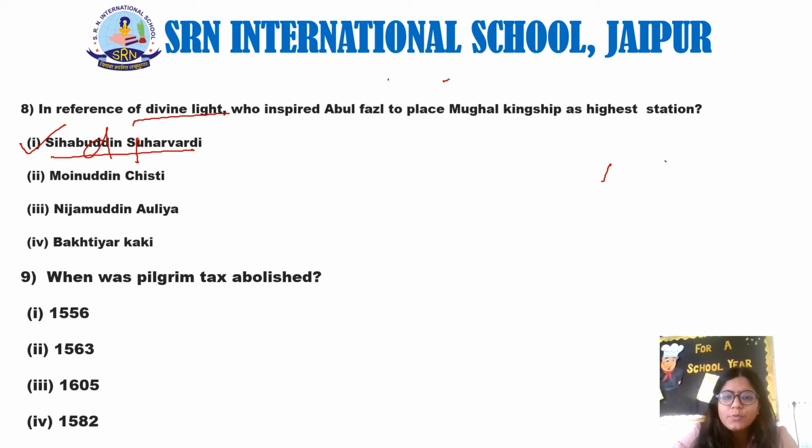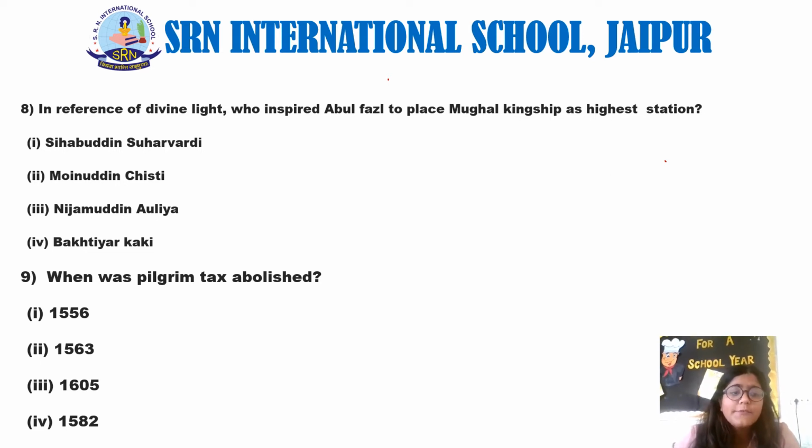Let us now move towards the next question. The next question asks us, when was the pilgrimage tax abolished? So the answer to this question is very easy. 1563. Under the rule of Emperor Akbar, the pilgrimage tax for Hindus was abolished forever. I hope this is clear to all of you.